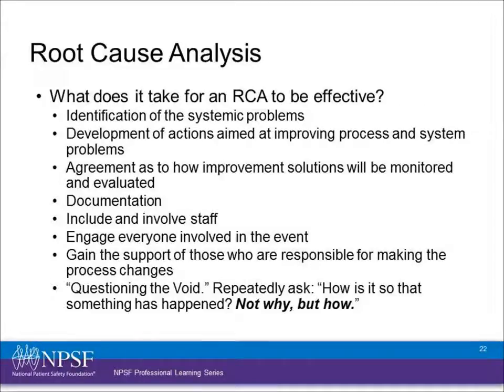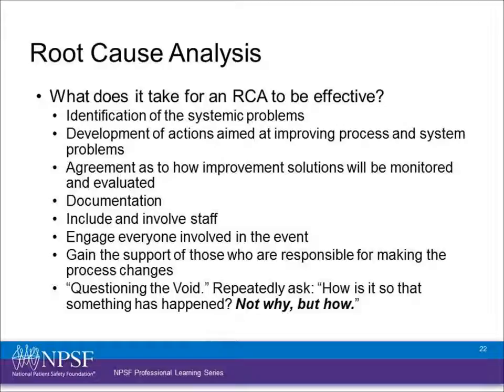What does it take then for a root cause analysis to be effective? I think that the best root cause analyses I've seen include not only the identification of the systemic problems, but also some development of actions aimed at improving those process and system problems. Ideally there should be an agreement as to how those improvements will be monitored and evaluated. You can't just put changes into a system and not measure that those are the right changes.